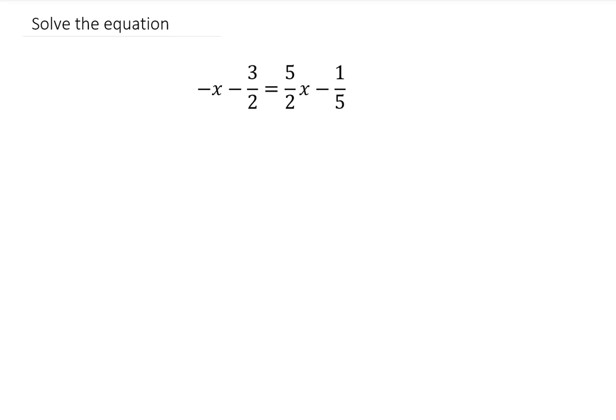This problem is asking us to solve the following equation. Negative x minus 3 halves equals 5 halves x minus 1/5.